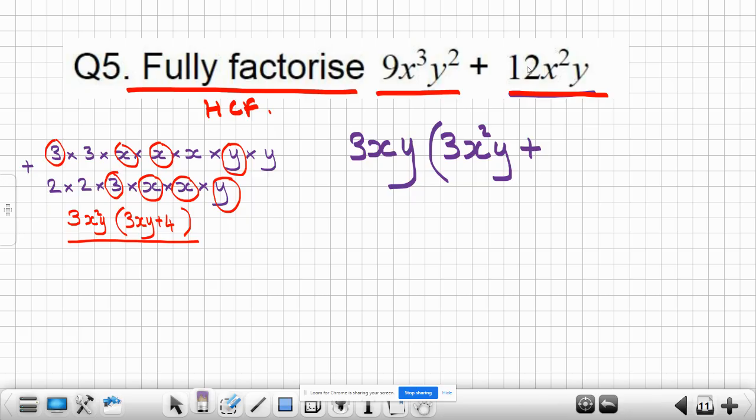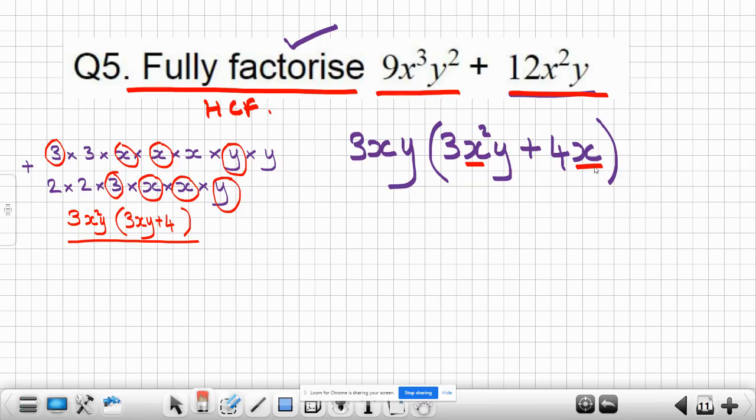And then if we go to the second term, 12 divided by 3 is 4. x squared divided by x is x. y divided by y is 1. So we're done. So we have factorised. We have definitely done this. And if you multiplied out the brackets, it would take you back to this. So you haven't done anything wrong, but there remains a common factor within these brackets. There is a common factor of x. Well, we've still got an x in each term. We have partially factorised. We have not fully factorised.